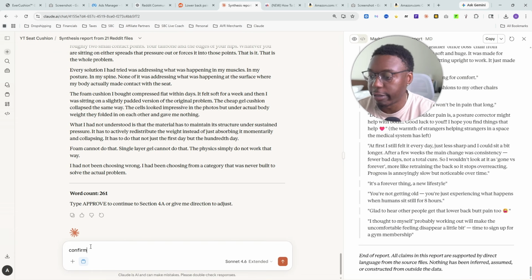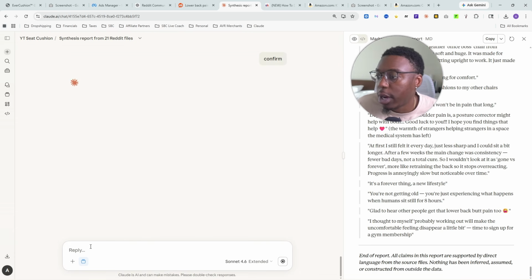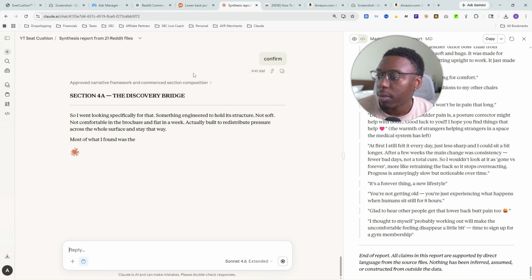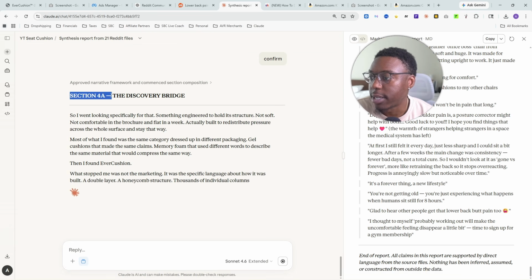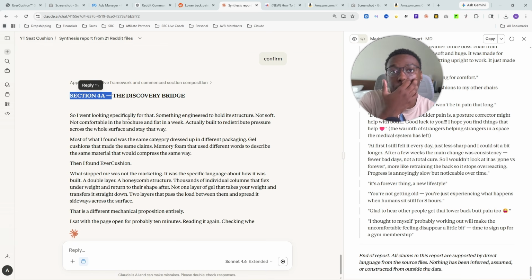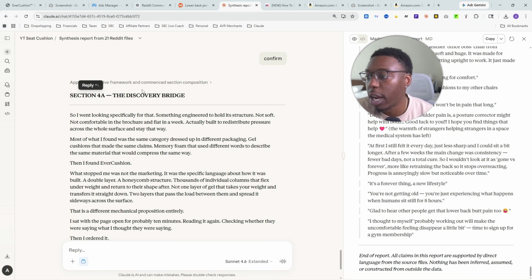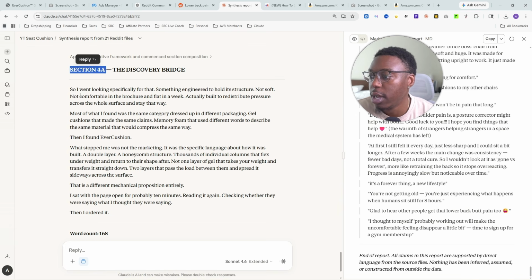All right, so now we hit confirm. And then we're going to do our thing here. And then boom. So that's the discovery. Now we're going to get into section 4, right? So section 4 is broken down to 4A and then 4B. So now we're going to bridge the gap, and then section 4B will actually introduce the product in detail.